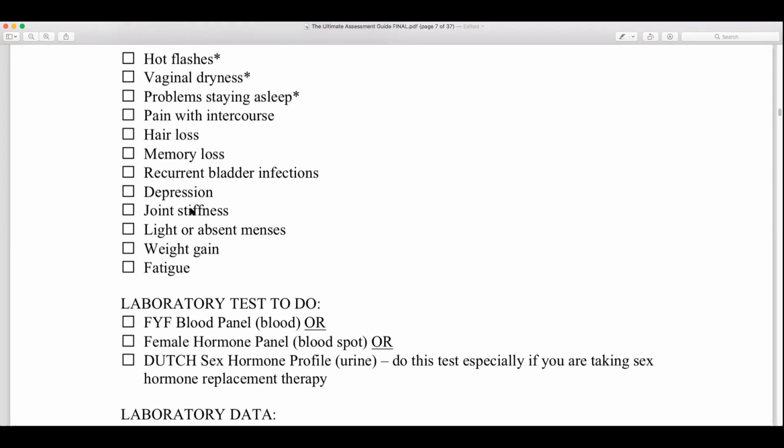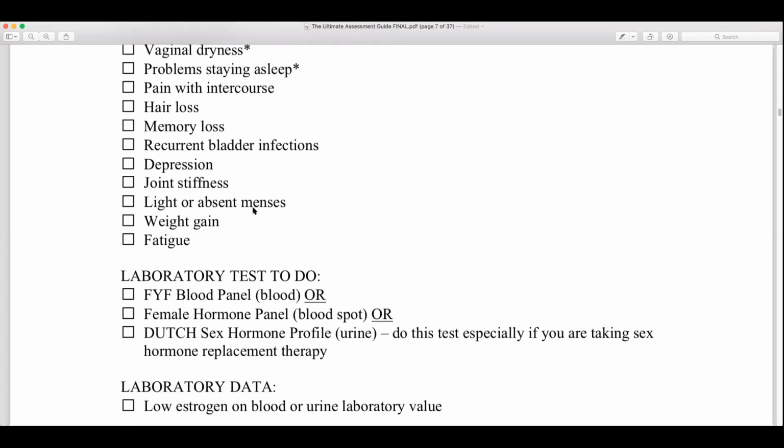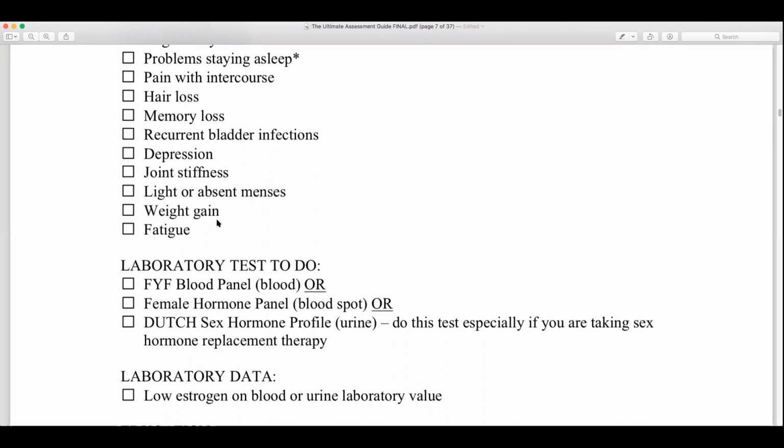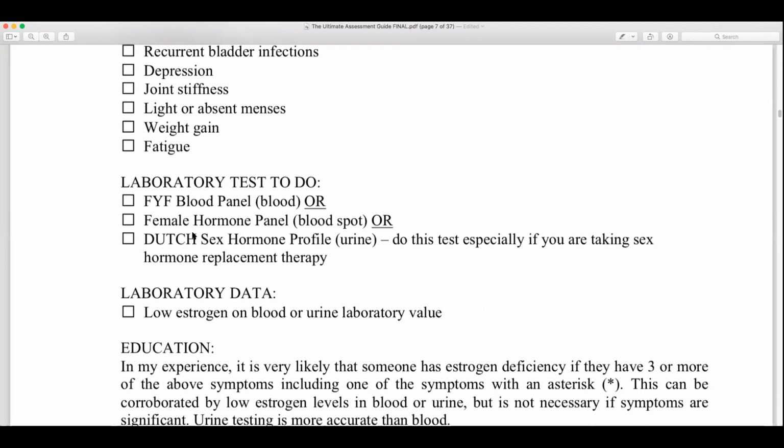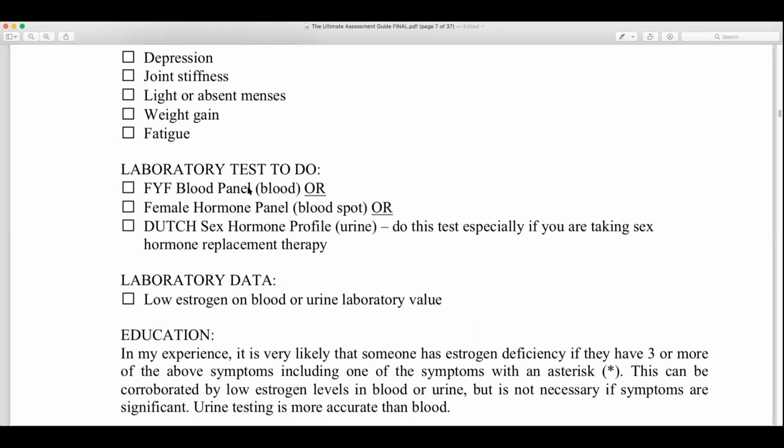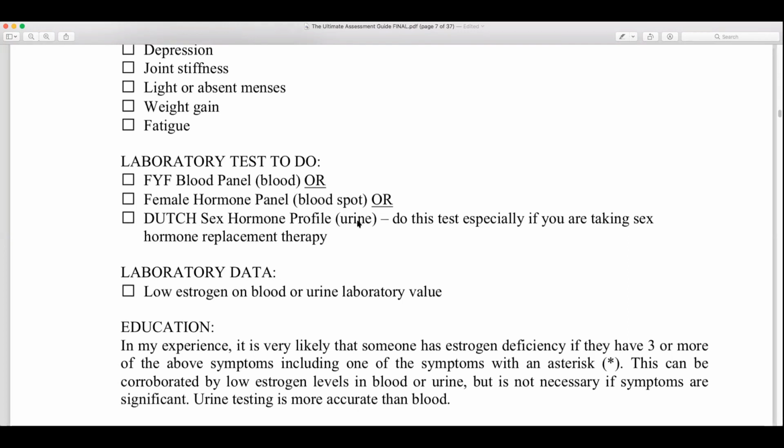Depression, joint stiffness, light or absent menses or periods, weight gain, and then of course fatigue. So the tests that you can do are the Fix Your Fatigue blood panel, or the female hormone panel, and that's that blood spot panel. And once again, this is all at the top of this document. You'll see where you can go to get these tests. And then the Dutch sex hormone profile.